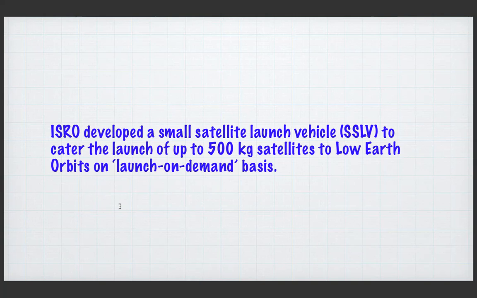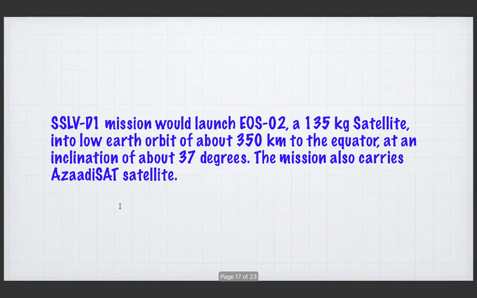ISRO developed the small satellite launching vehicle to cater to the launch of up to 500 kg satellites into low Earth orbits on a launch on demand basis. The SSLV-D1 mission would launch EOS. Today morning, August 7th, 2022, it has carried the satellites successfully.